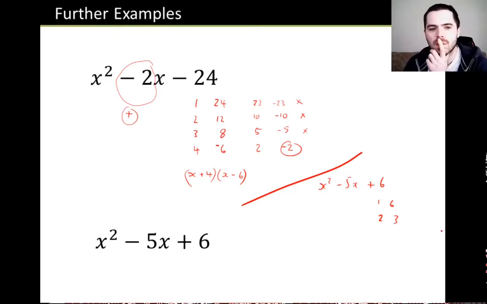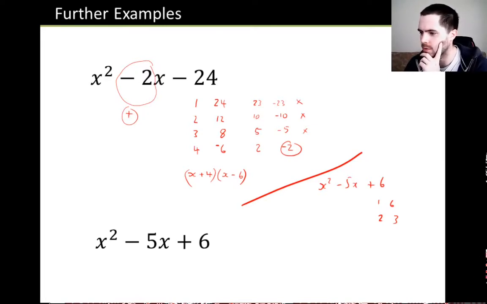So looking at this one, here's the weird trick. We now need to find a way to get our multiples result as a positive, but when we add them, we want negative 5. We're looking at this fairly quickly. 1 plus 6 is going to give us 7. 1 minus 6, that would give us minus 5. So we're on to a winner here.